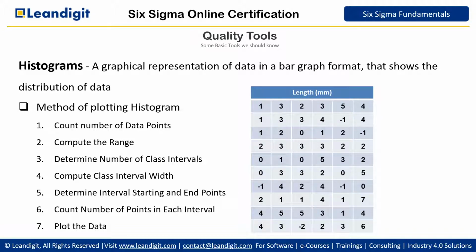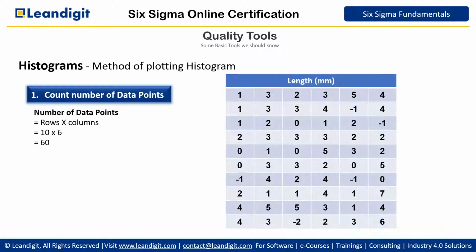A histogram is a graphical representation where the y-axis is the frequency of the data, whereas the x-axis is the parameter, for example, in this case, length. So first we are going to identify how many data points there are. Then we'll compute the range by max minus minimum. Then we will determine the number of class intervals. Then we'll compute the width of the class interval. And then we determine the class intervals. Then count the number of data points in each class interval and then plot the histogram. So let us understand this one by one.